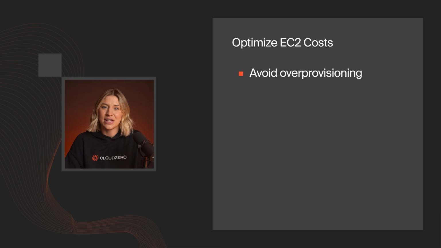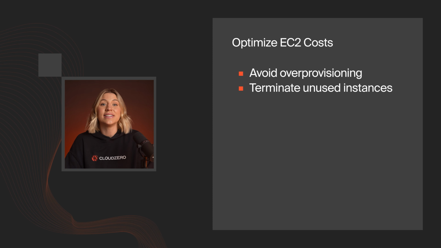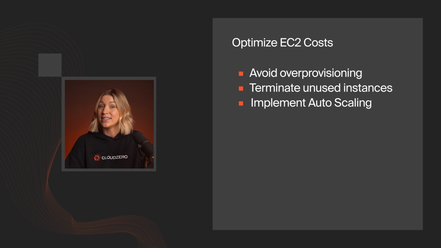Next, shut down unused instances. AWS isn't going to remind you to turn off that test environment you spun up 6 months ago, so automate it. Schedule non-critical instances to shut down when they're not in use. Use auto-scaling to match capacity with demand instead of running fixed numbers of instances 24/7. This can save a lot of money by adjusting usage dynamically.